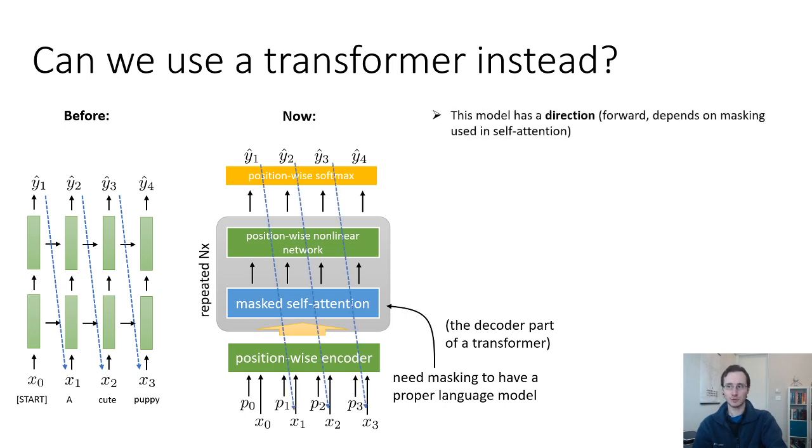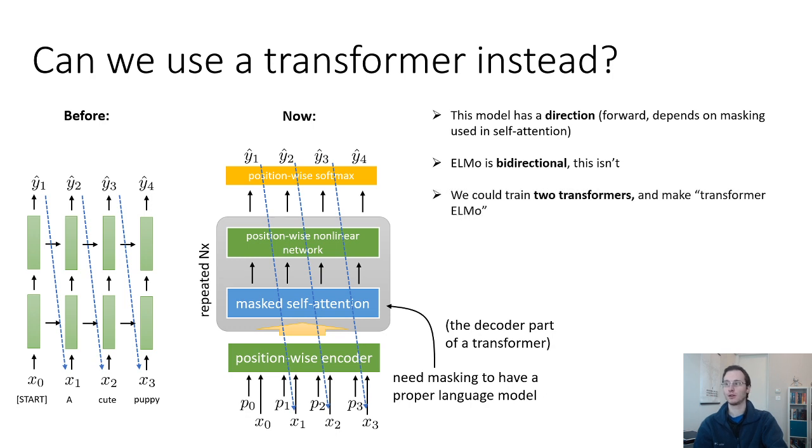Now this model has a direction. Just like the LSTM runs forward, this model runs forward because of the masked self-attention. ELMO is bidirectional. This thing is not. Although, if you wanted to, the same way as ELMO, you could train two transformers, one going forward and one going backward, and in principle, that would be the most direct analog to ELMO. That would be like the transformer ELMO.